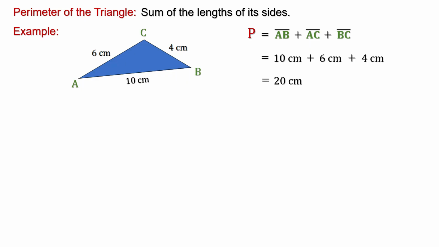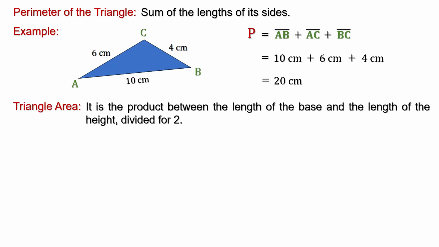On the other hand, to calculate the area of a triangle, you must also know that it is defined as the product of the length of the base and the length of the height divided by 2, that is, the semi-product between the length of the base and the length of the height.